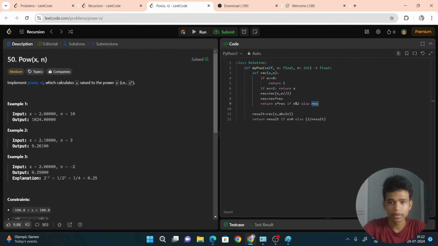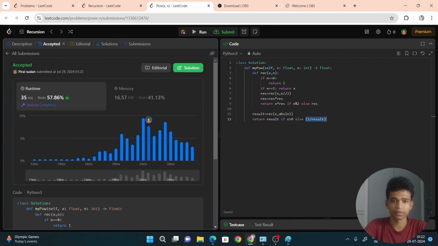Now see here, result is equal to recursion call of x comma absolute value of n. Why absolute value of n? n can be negative also, right? If it is negative, what should I do? 1 divided by the value. We want to find power of x comma n. If it is negative, we want to put 1 by. If it is positive, we want to return as it is. So that's why I will compute this. Then return result. If n is greater than 0, if n is positive, I will return result. Else, I will return 1 by result. That's it. Let me submit it. Yes, it is submitted successfully. Thank you.